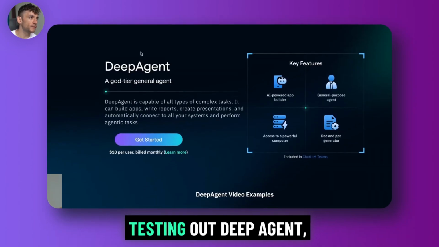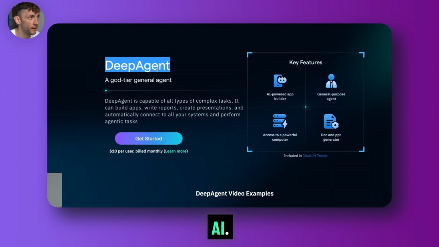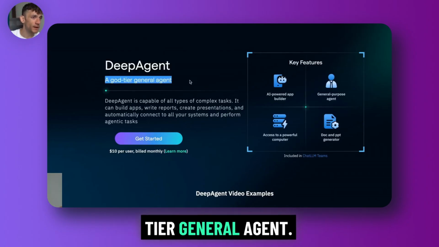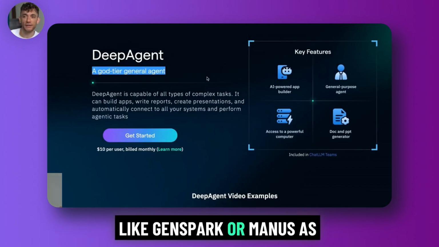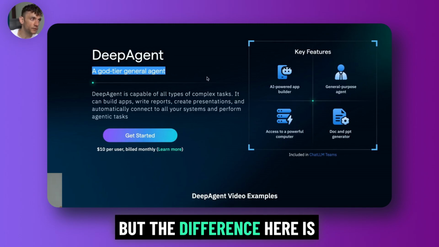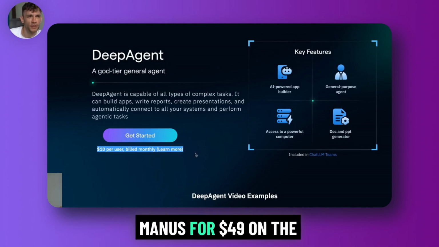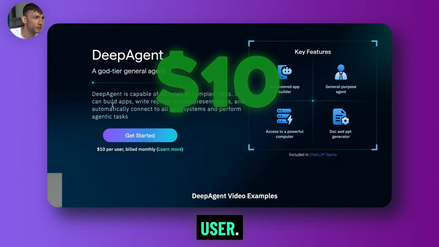Today, we're going to be testing our DeepAgent, which comes from Abacus AI. This is supposedly a God tier general agent. Reminds me of something like Genspark or Manus as well. But the difference here is that it's quite a lot cheaper. For example, I think Manus is $49 on the lower package. This is $10 per month per user.